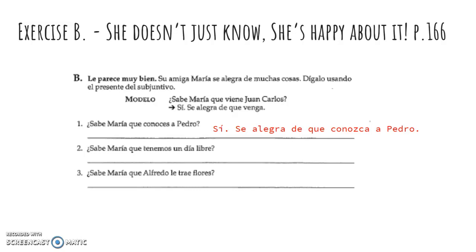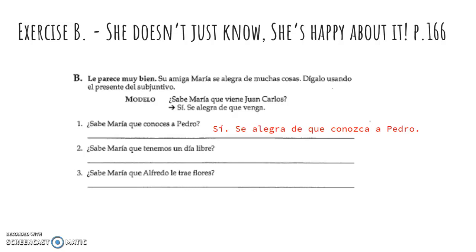And number 3 says, does Maria know that Alfredo brings her flowers, or is bringing her flowers? And you're going to say, yes, she's happy that Alfredo is bringing her flowers. So you're going to change those verb forms that you see to the subjunctive form. We just have to pay attention.